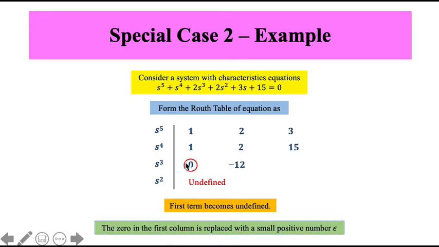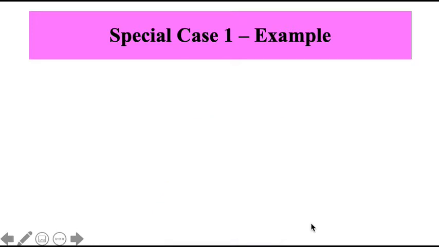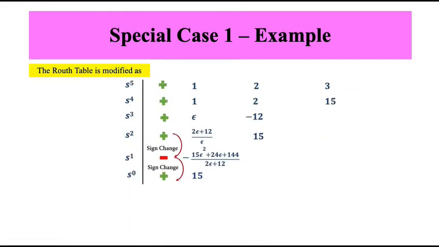The 0 in the first column is replaced with a small positive number zeta. So the way we compute is, instead of 0, I substitute epsilon, which is considered to be greater than 0. This zeta over here is greater than 0. Then this element is computed as twice epsilon plus 12 over epsilon. I have 15 here. Then s power 1 turns out to be again doing this.